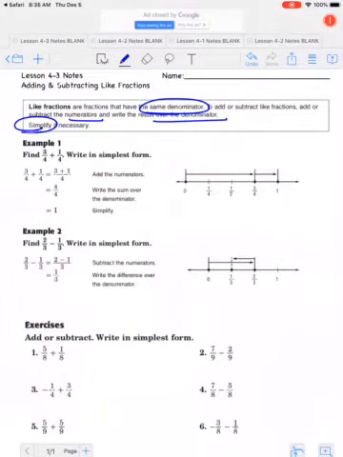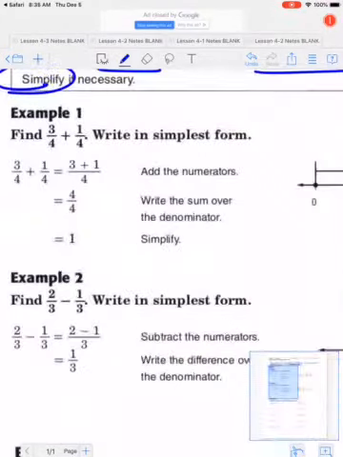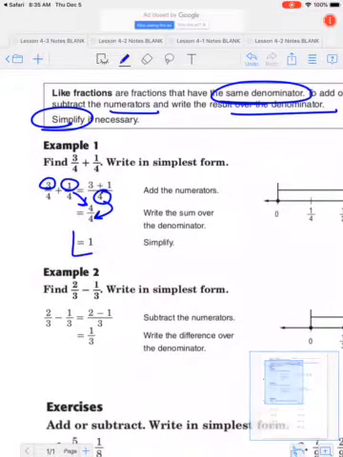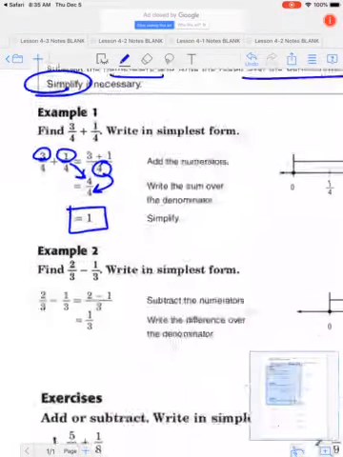So for example 1 here, we have 3/4 plus 1/4. What we did is we added our 3 plus our 1, and we got 4, and then you just keep the denominator the same. You don't add the denominators together. And then 4 over 4, when we simplify, we would get 1.